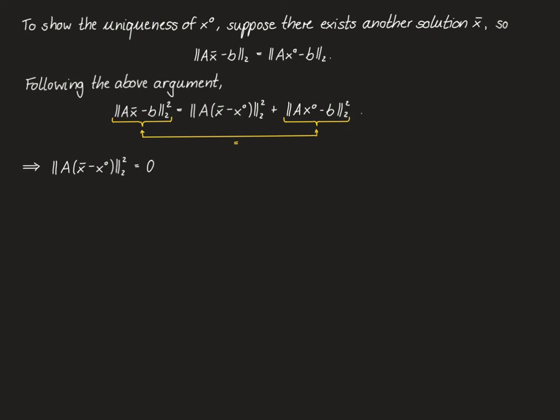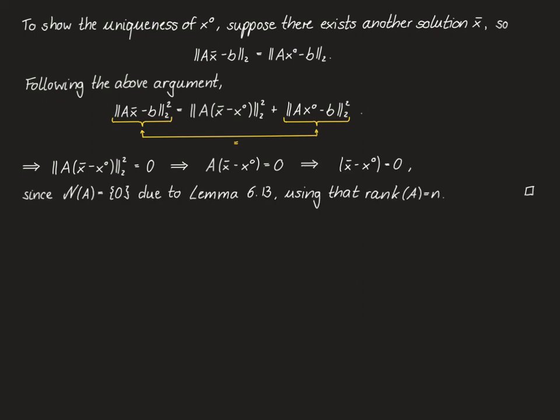Hence the vector A times (x bar minus x naught) must be 0, which implies that the vector x bar minus x naught must be 0 because the null space of A equals the 0 vector due to Lemma 6.13, by using the fact that the rank of A equals n, and hence the range space of A equals C^n. Now what we have here is stating exactly that x bar equals x naught, so we have proved uniqueness and we have finished our proof of the least squares theorem.